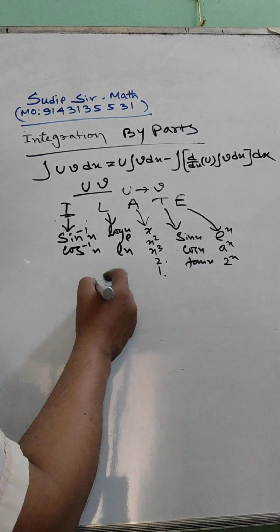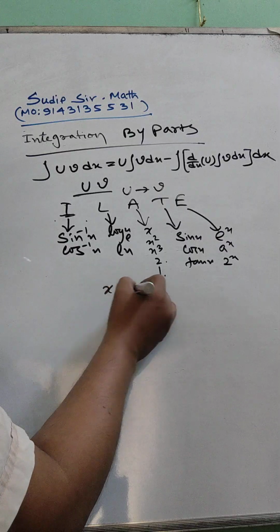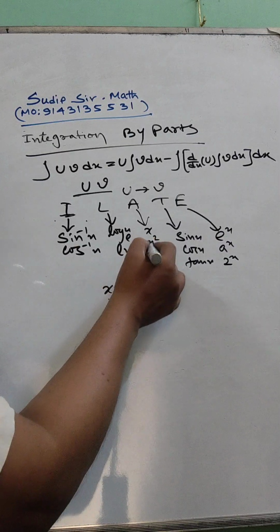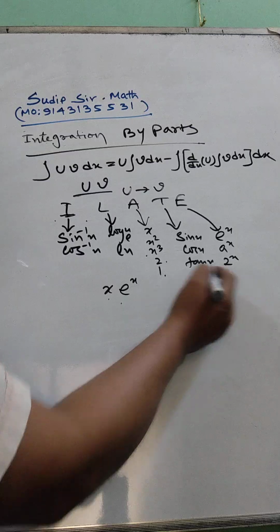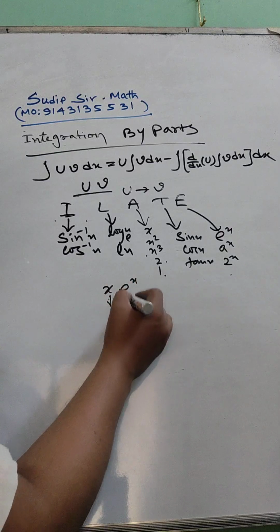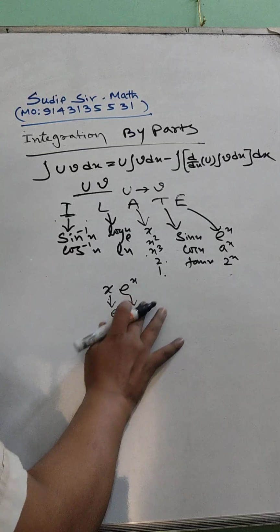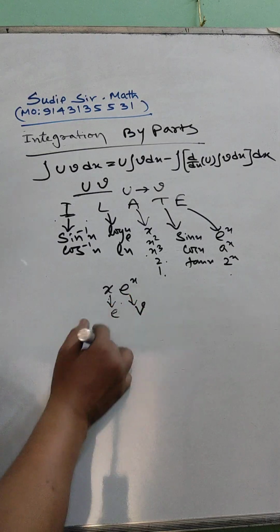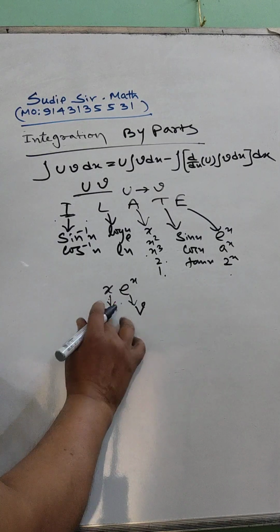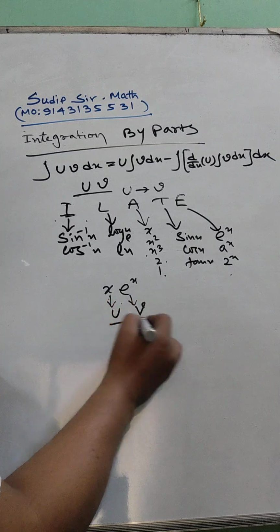Suppose x e to the power x. Here x is algebraic and e to the power x is exponential. So x will be U and e to the power x will be V.